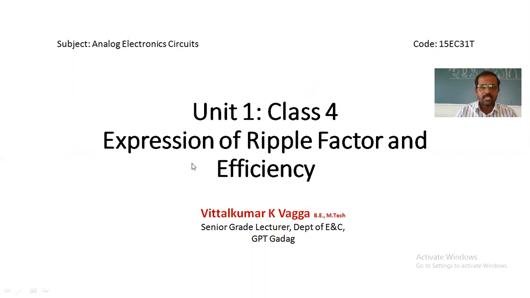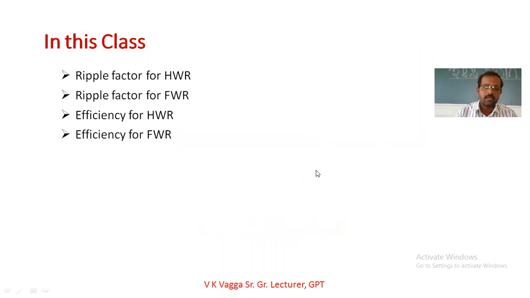In the last class I explained the half wave rectification circuit diagram, the full wave rectification circuit diagram, and also the bridge wave rectification. We also saw the differences between the half wave rectifier and the full wave rectifier in the previous class. In this class we are going to see the expression for the ripple factor and the efficiency, for the half wave rectifier as well as for the full wave rectifier.